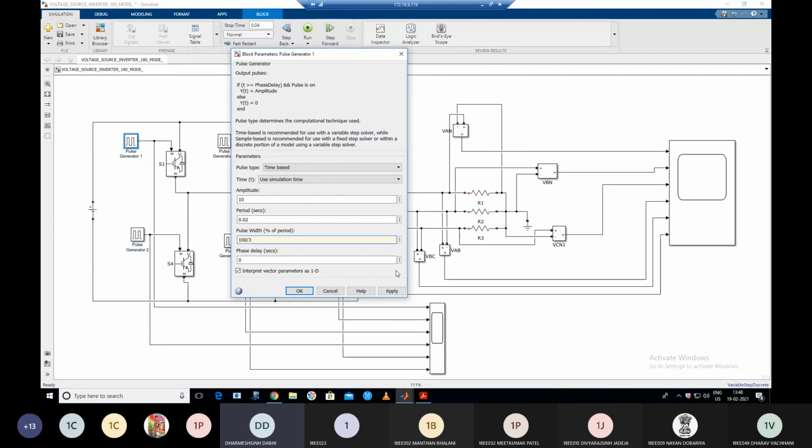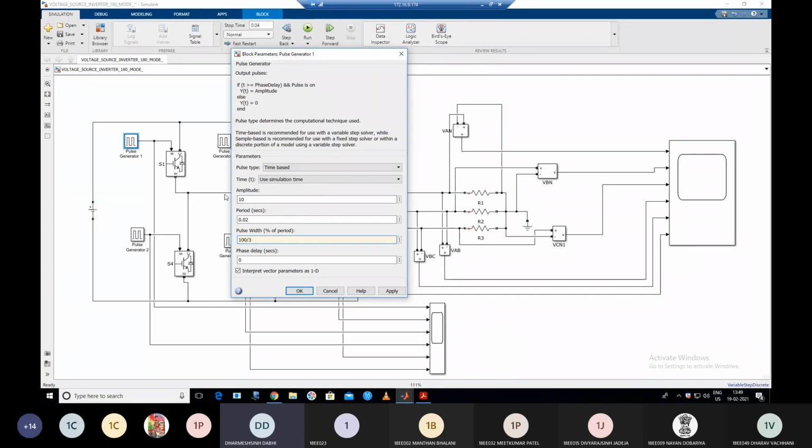In all the gate pulses of all the switches, these remain common because all the switches are turned on for a 120-degree duration. So these 3 parameters remain common. Again, for 120-degree mode, amplitude is 10. You can also set the amplitude to 1 because amplitude does not matter here. For any magnitude of amplitude given, your switch will turn on.